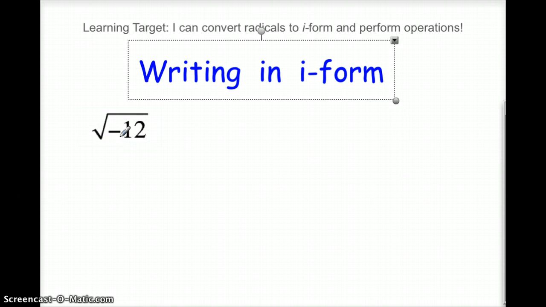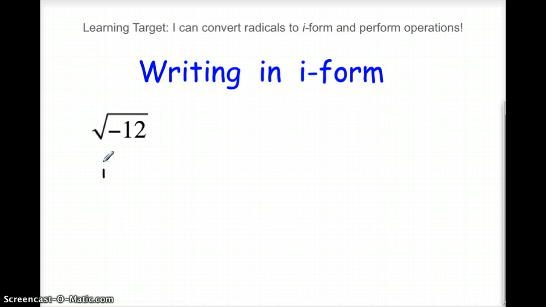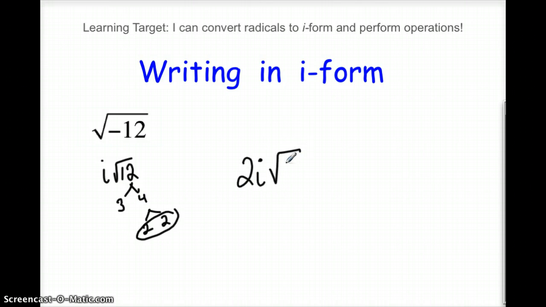Let's look at this guy. I see the negative, so right off the bat, I'm going to put the I out front. So then that way I can actually do something with this radical. So I'm thinking 3 and 4 for 12, and then 2 and 2. So there's my pair. So that means a 2 comes out with the I, and then the 3 has to stay in. So there would be his I form. So that's really the basics about converting.